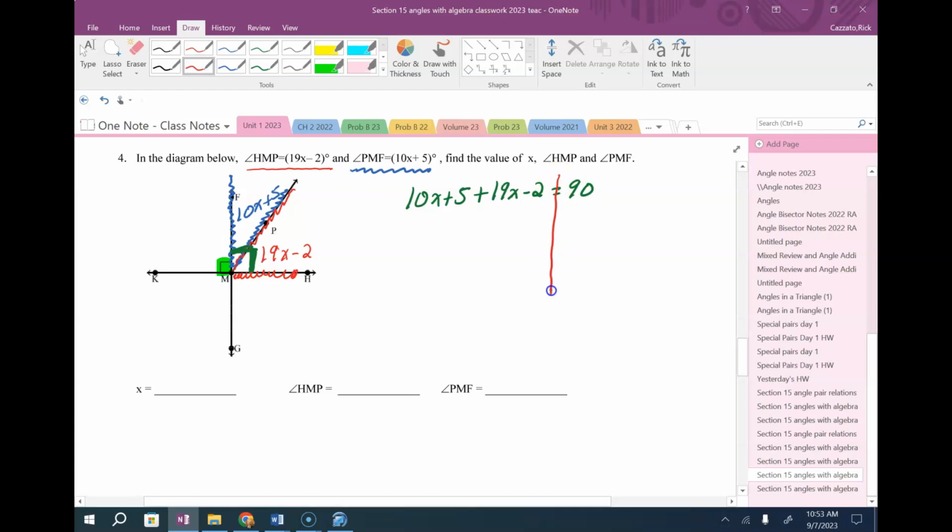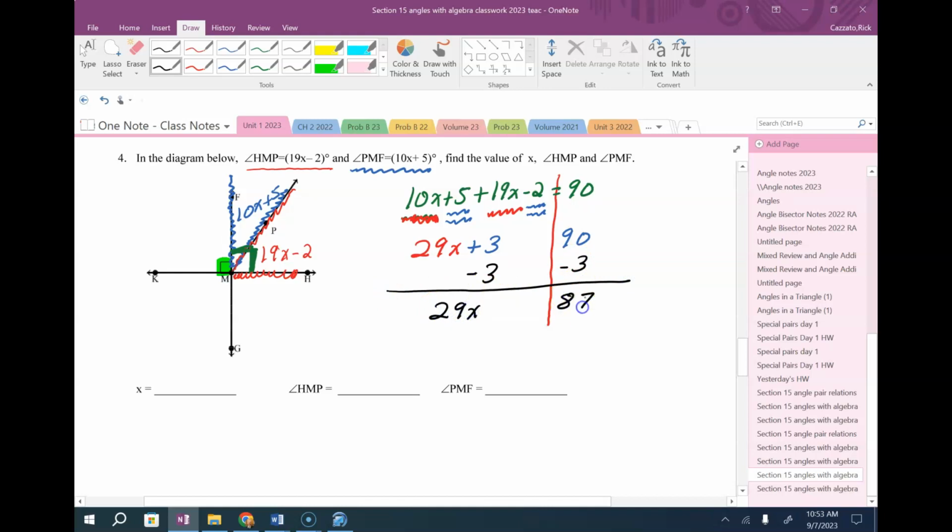I'm going to draw this line down the equal sign. Remember, if you're on the same side of the equal sign, you combine like terms. So I'm going to combine the 10x and the 19x. So I'll get 29x. I'm going to combine the 5 and the negative 2. So that's plus 3, and that's equal to 90. I'm going to subtract 3 from both sides. So 29x is equal to 87.